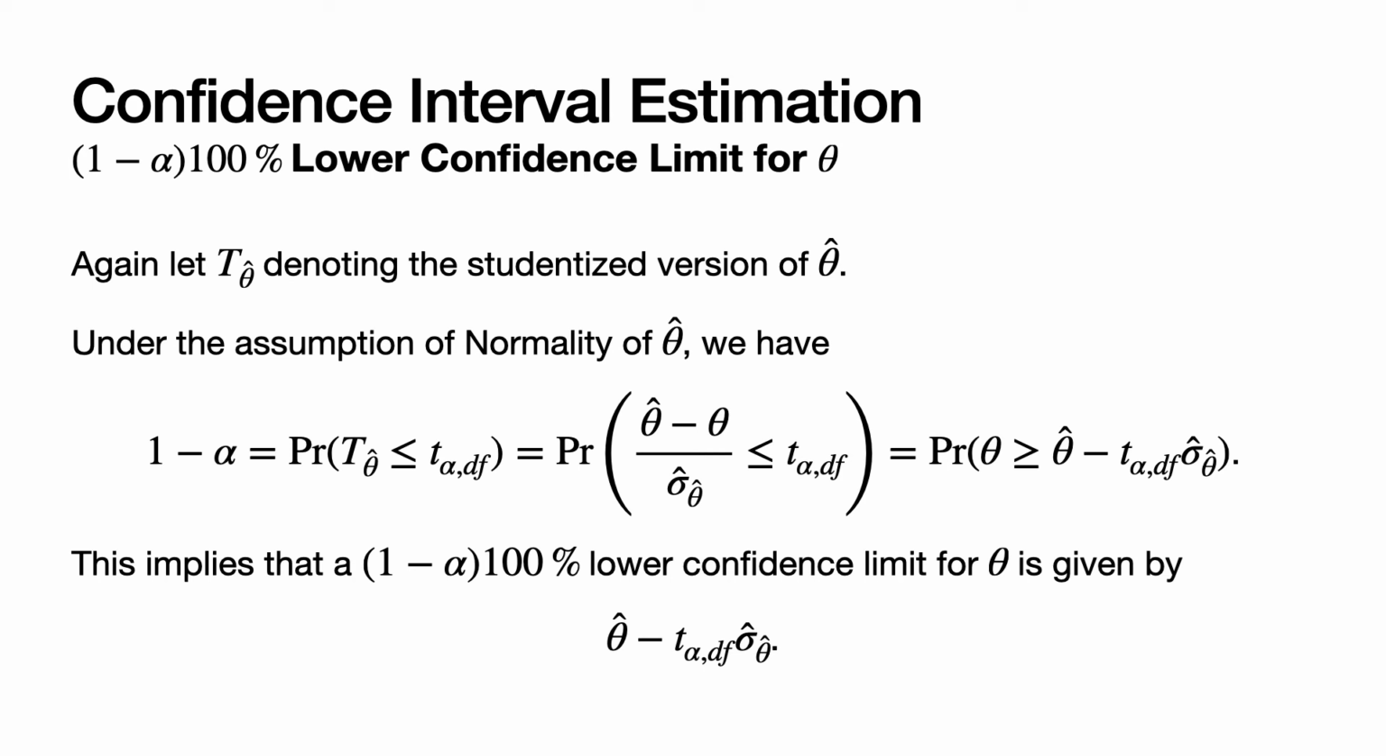And so that implies that a 1 minus alpha times 100% lower confidence limit for theta is given by this quantity, theta hat minus the t-value times sigma hat sub theta hat.